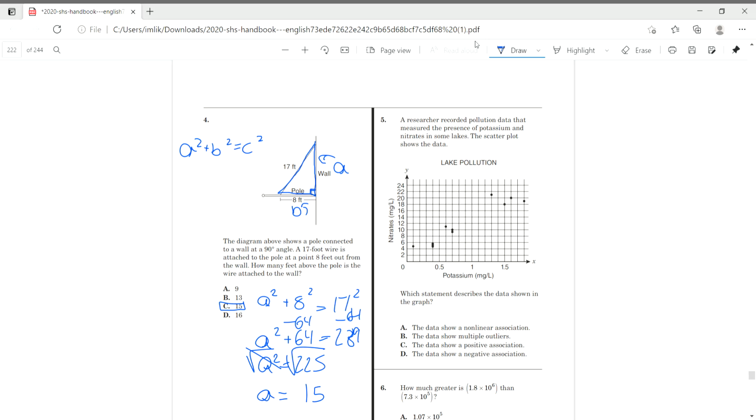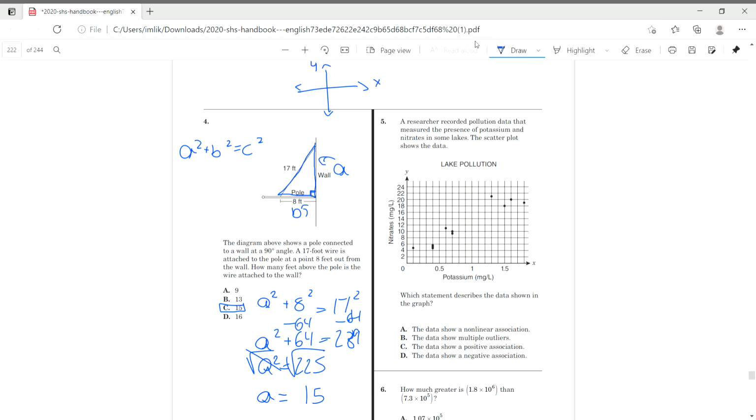Okay, so let's just look at it right here. The data shows a nonlinear association. So, guys, what is linear? A linear relationship is when two axes, preferably the x and the y axes, relate to each other. So this can be linear, or this can be linear, or this can be linear. Essentially, whenever a group of points show that the x and y are related.